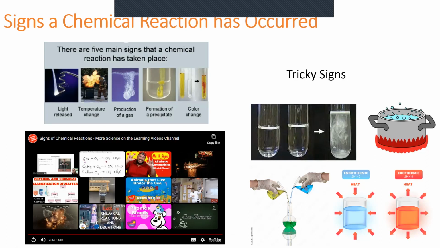And then the last one that's kind of tricky, and it's tricky because you don't see the change with your eyes, is a change in temperature. So you could be looking at a flask and not notice any change. But if you were to touch the flask, you might notice that the flask is getting hot or getting cold, right? So that would be an indication of a chemical change, but it's a little bit tricky because if you're not touching it, you may not notice that change.